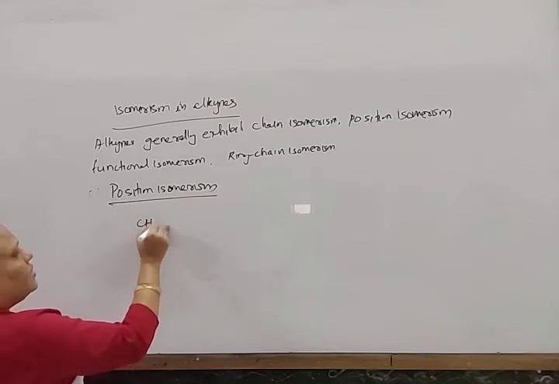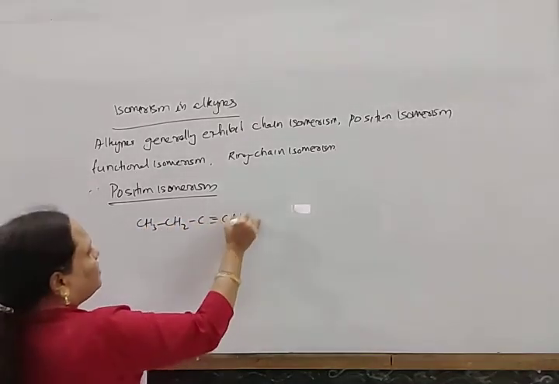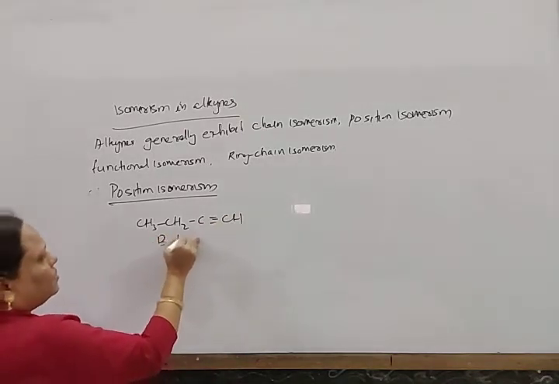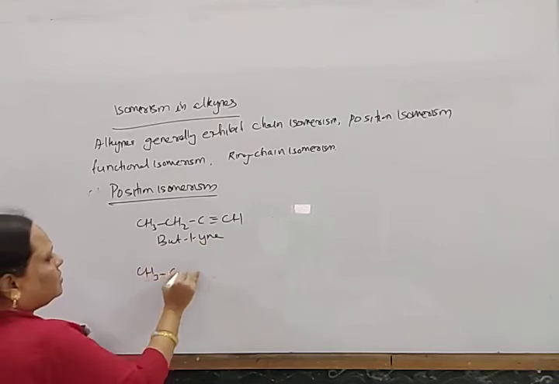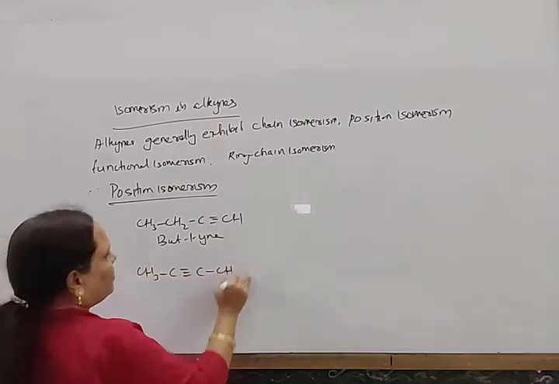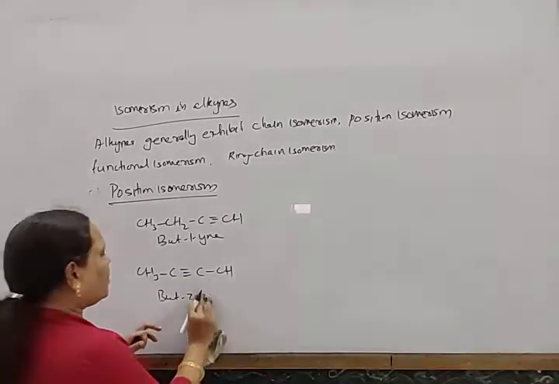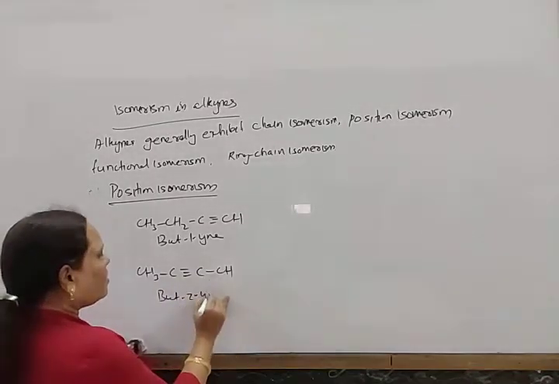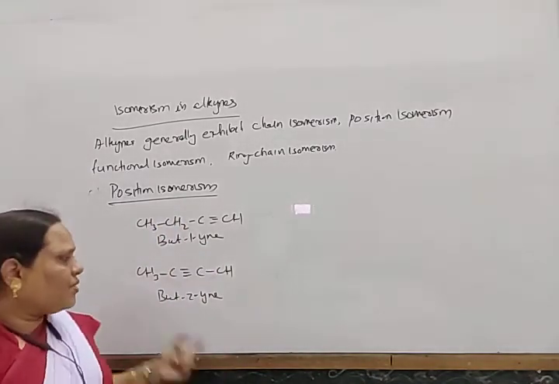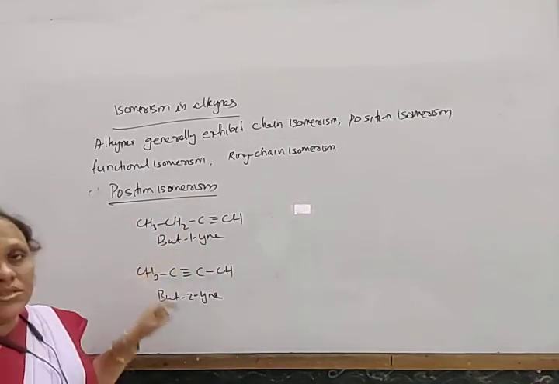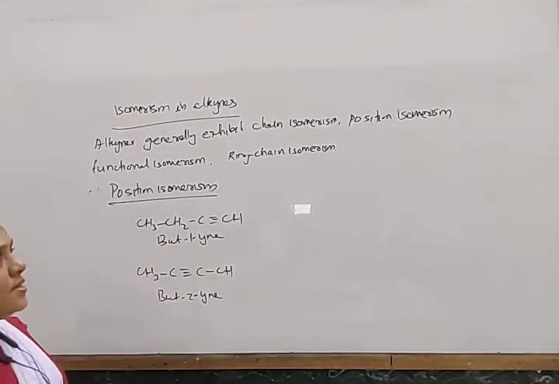Look here, CH3, CH2, C triple bond CH, that is but-1-yne, and another, CH3, C triple bond CH, that is but-2-yne. So these two have the same functional group, same word root, only the triple bond positions are different. These are known as position isomers of each other.